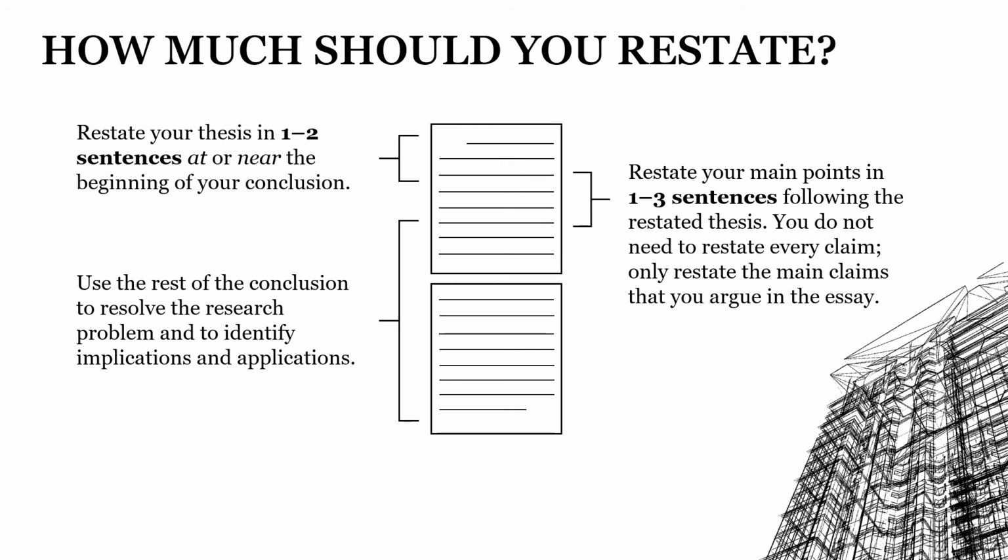This does not mean, however, that you should use more than a couple sentences. In general, restate your thesis in 1 to 2 sentences at or near the beginning of your conclusion. Then, restate your argument. In general, restate your main points in 1 to 3 sentences following the restated thesis. You do not need to restate every claim. Only restate the main claims that you argue in the essay. Think of what to include here as the major claims that warranted their own headings in your essay. Don't worry about summarizing all the claims related to every subheading. Your restatement of the thesis and main points should never exceed more than 30 or 40% of your conclusion. Use the rest of the conclusion to resolve the research problem and to identify implications and applications.